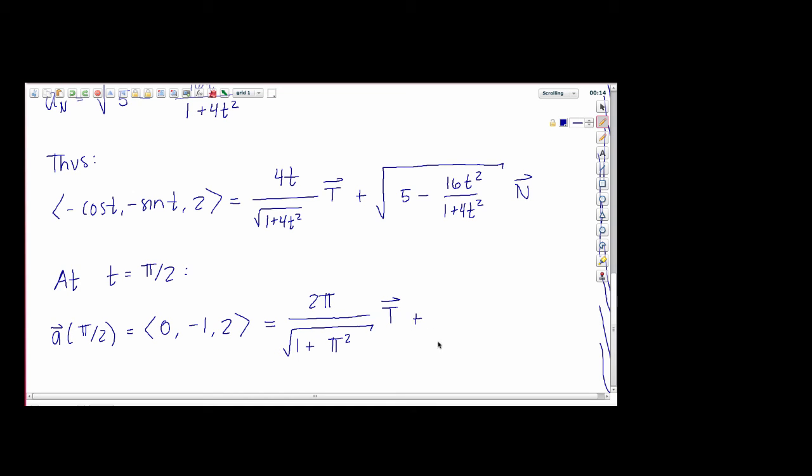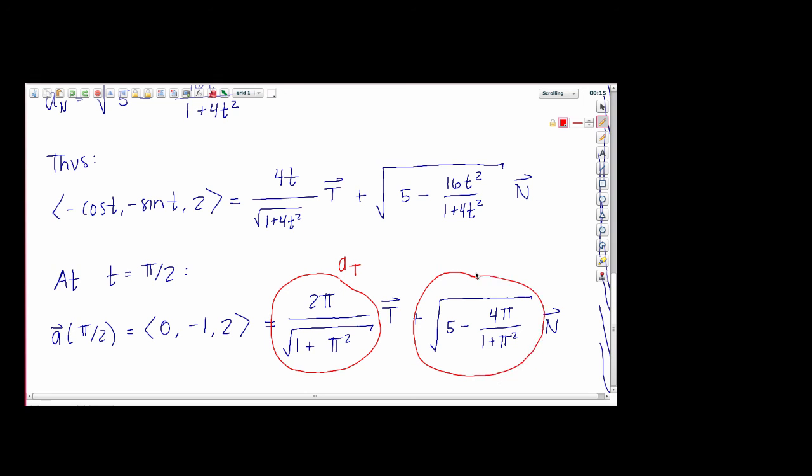And then for our normal component, we get root 5 minus, again, t squared is pi squared over 4. Multiplying that by 16, we get 4 pi squared over 1 plus pi squared, all times N. So at the point corresponding to t equals pi over 2, our tangential component of acceleration is 2 pi over root 1 plus pi squared, and here is our normal component of acceleration.